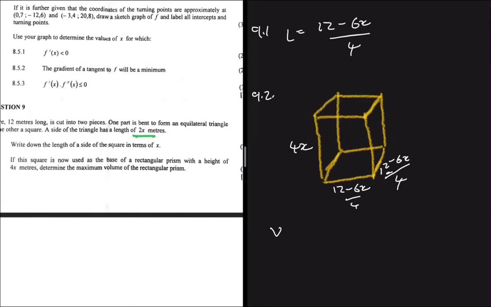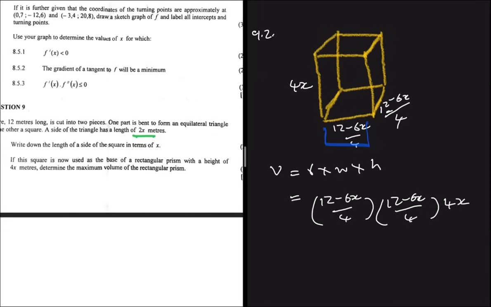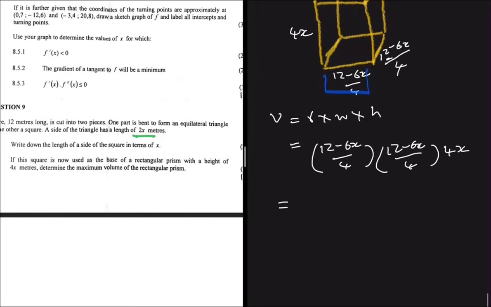We're going to say that the volume is equal to the length multiplied by the width multiplied by the height. The length we can clearly see here is 12 minus 6x divided by 4, multiplied by the width, which is also 12 minus 6x divided by 4, multiplied by the height, which is 4x. Now we have 12 minus 6x divided by 4 multiplied by 12 minus 6x divided by 4. That is just (12 minus 6x divided by 4) to the power 2, multiplied by 4x.